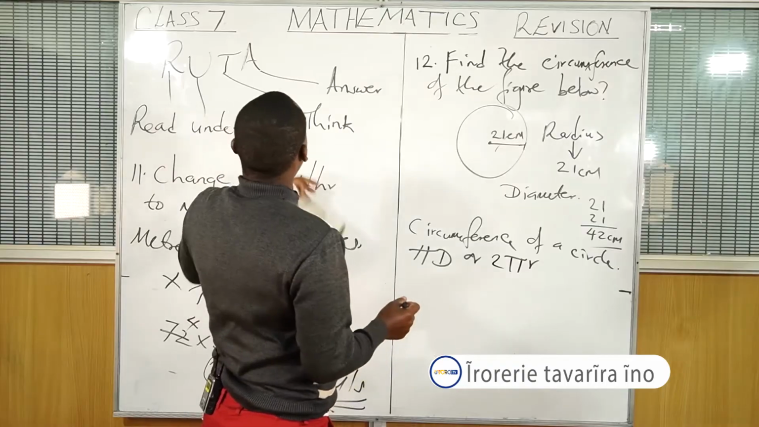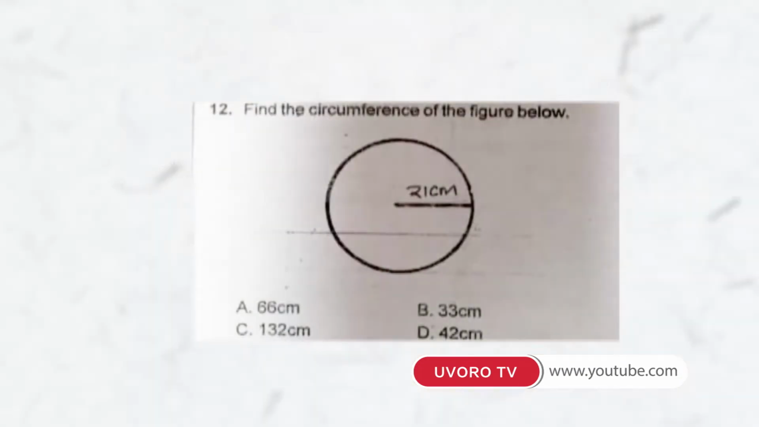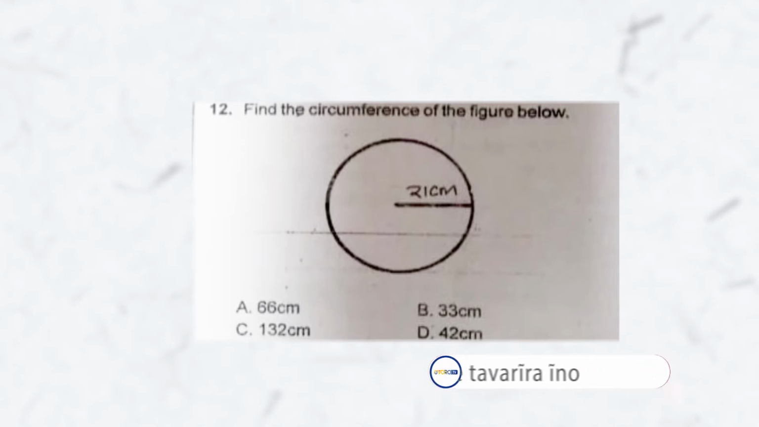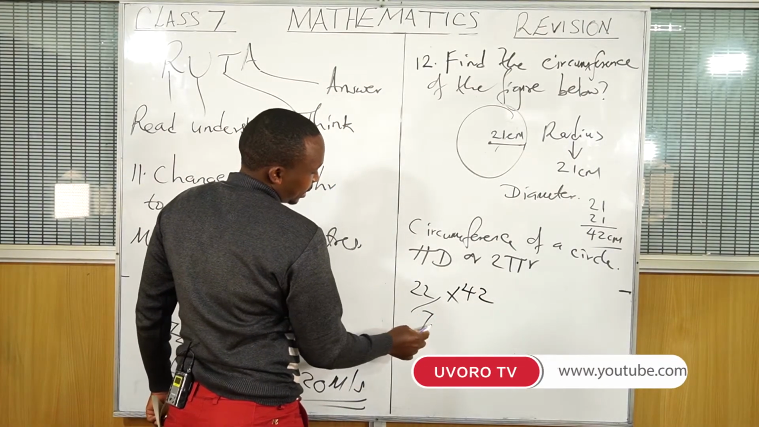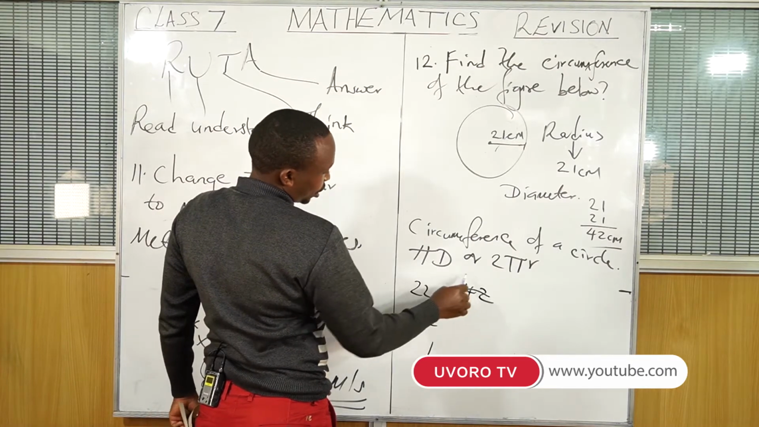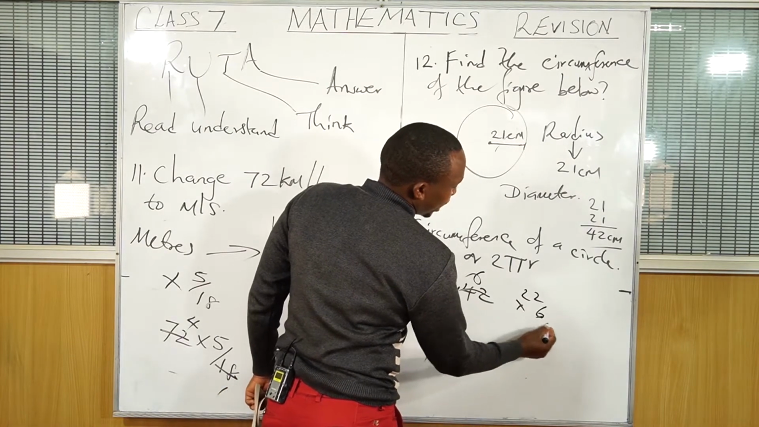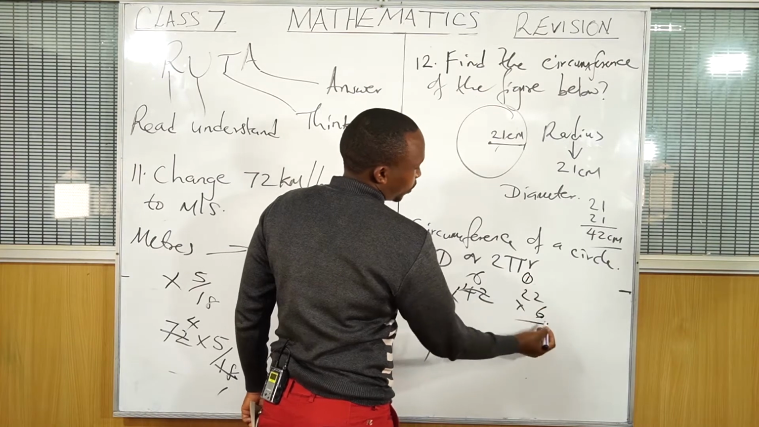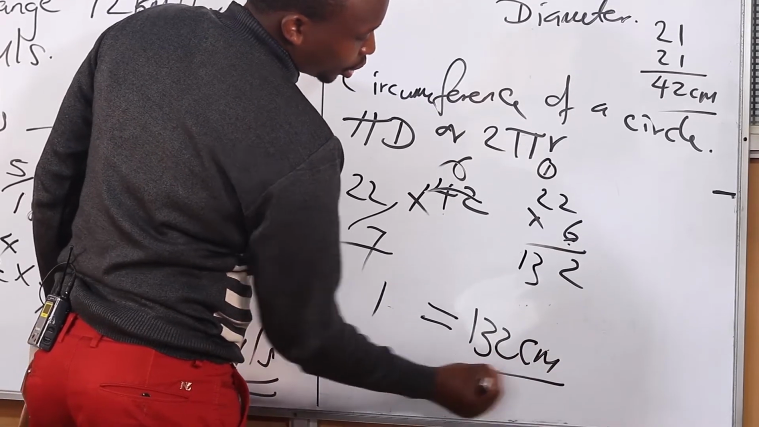Now, for thinking, what are you supposed to do before you answer this question? You ask yourself, pi is 22/7, the one that we refer to as the pi, times the diameter of this figure. The diameter of this figure is 42. Now let's cancel using the cancelling method by 7. 1 by 7, 6. Now what is 22 times 6? 2 times 6, 12. We carry 1. 2 times 6, 12 plus 1, 13. So our answer is 132 centimeters.